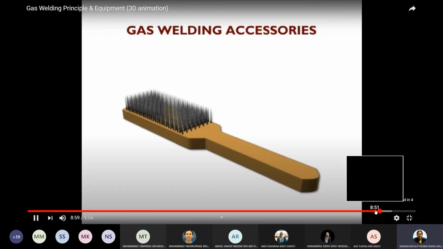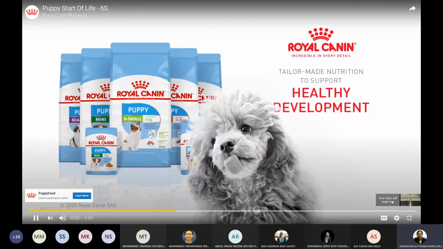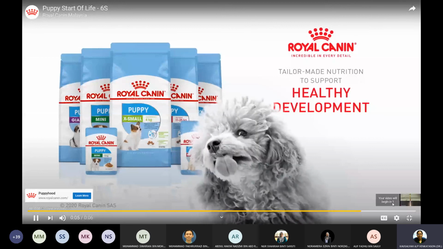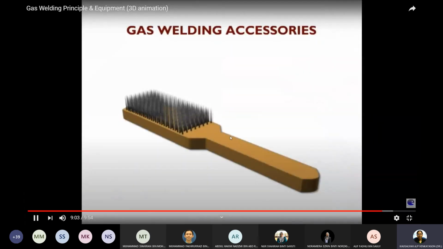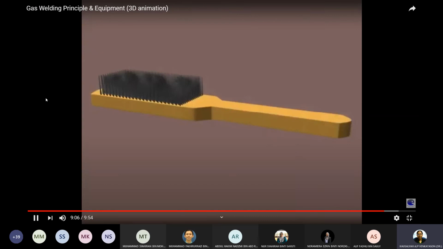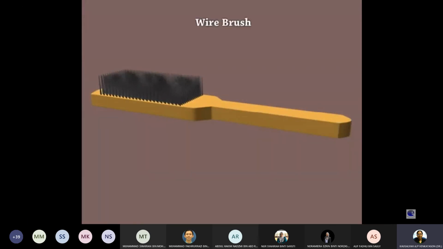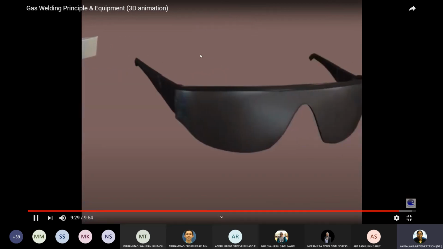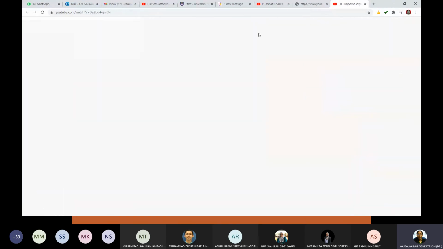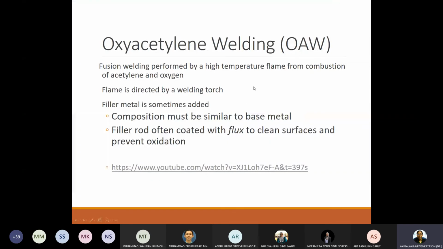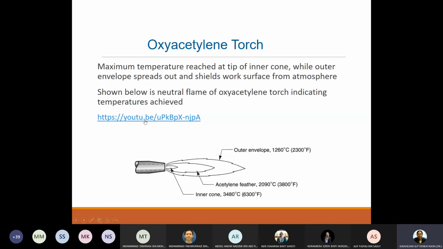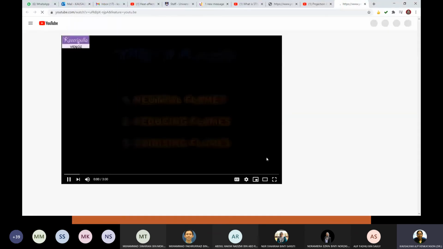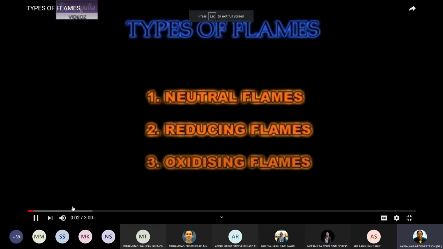Now we are going to see a visual representation of gas welding. Accessories and its uses. The gas welding accessories are as follows. Wire brush. It is used to clean the surface of the joint. I'll skip this so you can look through. So basically that's the gist of oxyacetylene welding. And then this video here speaks about the types of flames.